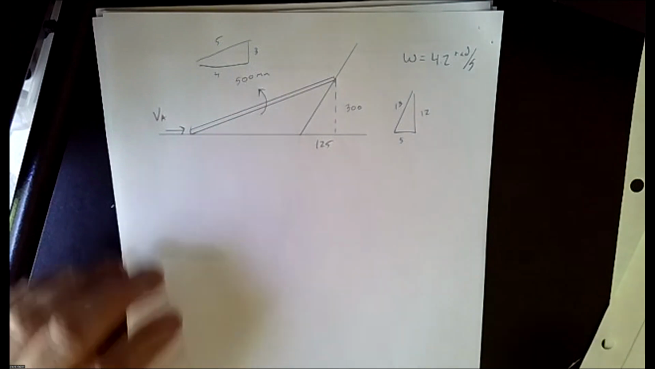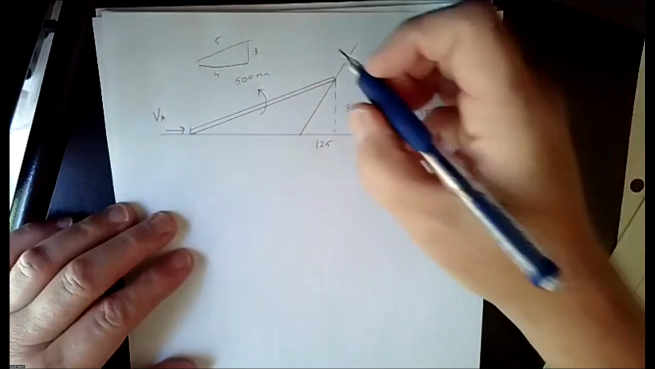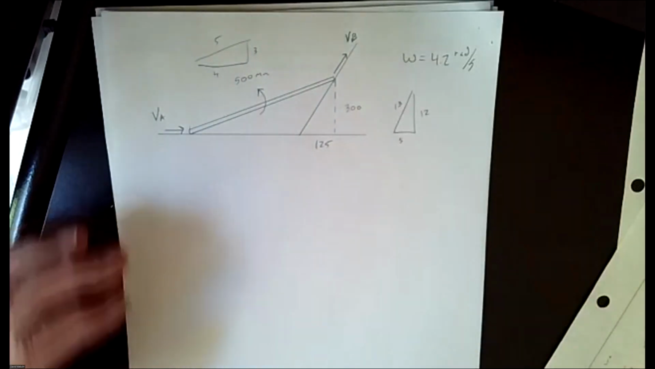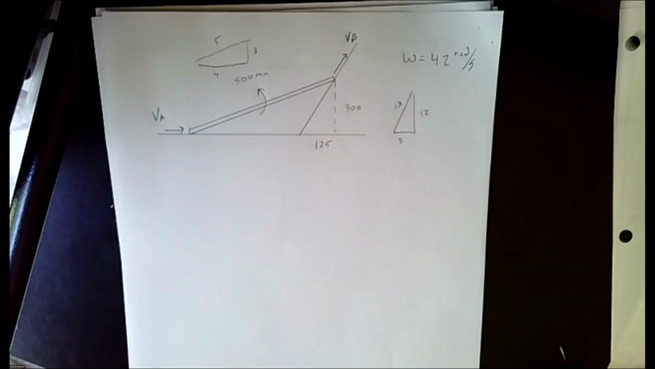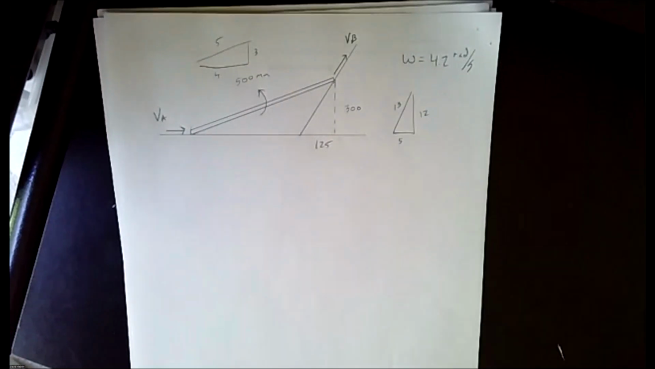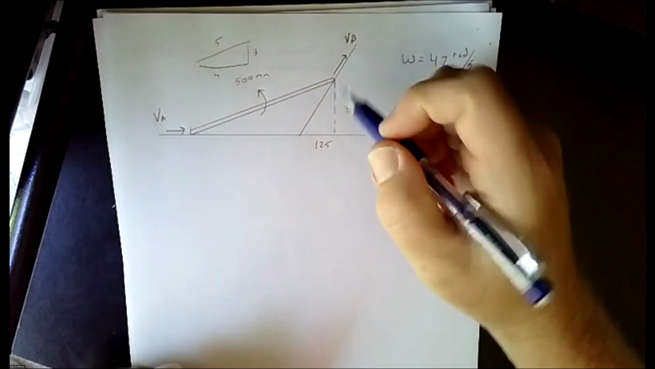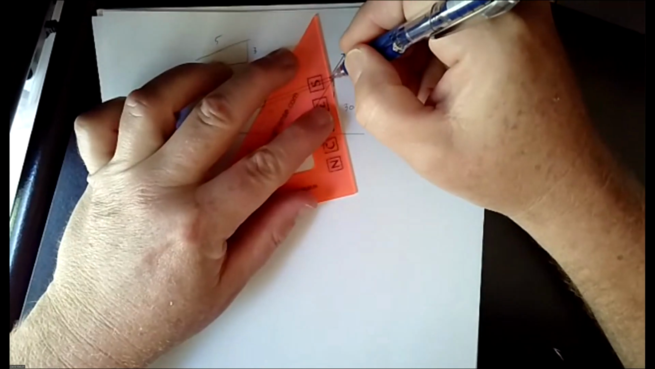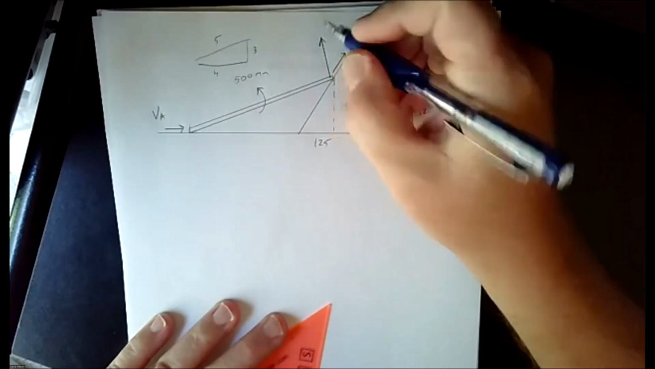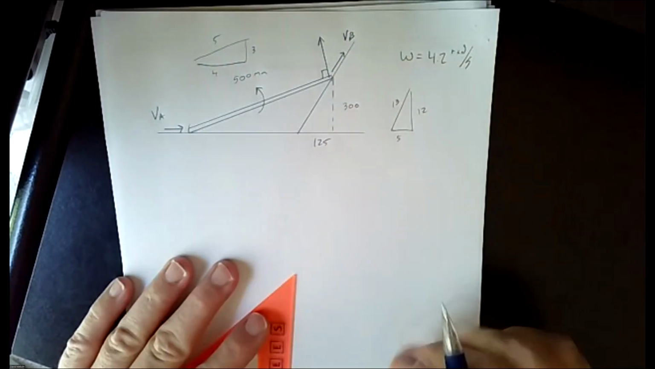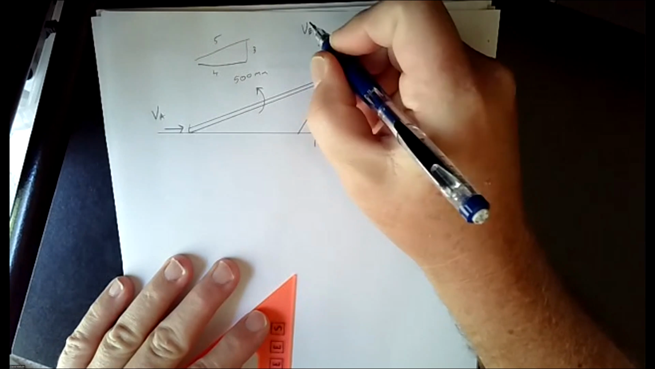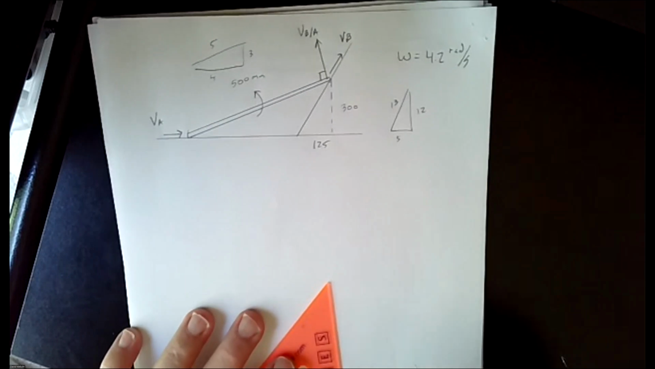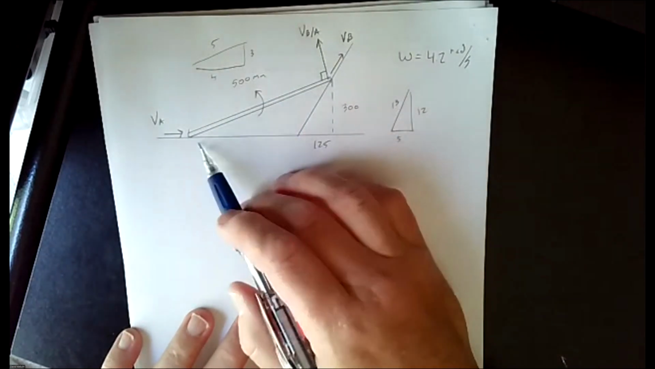We know that VA is there. Of course, VB is going to follow this. And you remember that because in plane motion, we want to fix one of the points, we're going to draw our relative velocity, VB relative to A. And of course, that's going to be perpendicular to the bar. So now we have VB relative to A. So we have this, we have this, we have this.